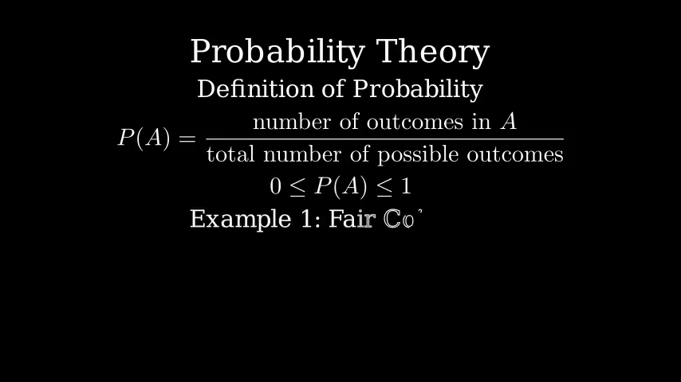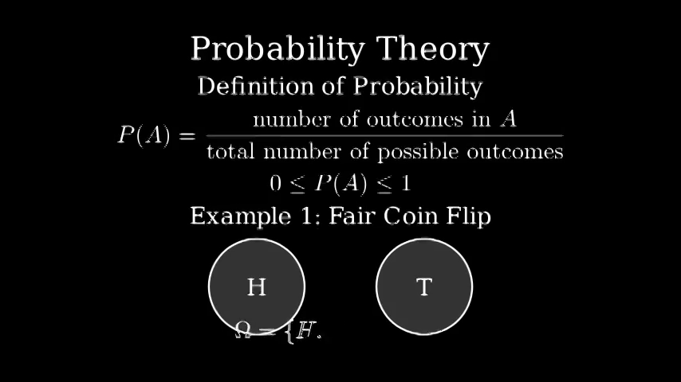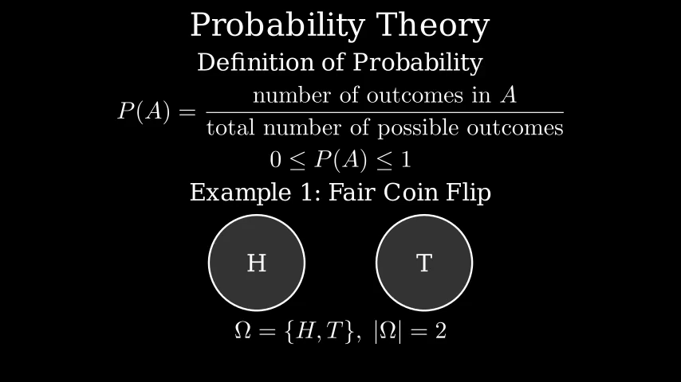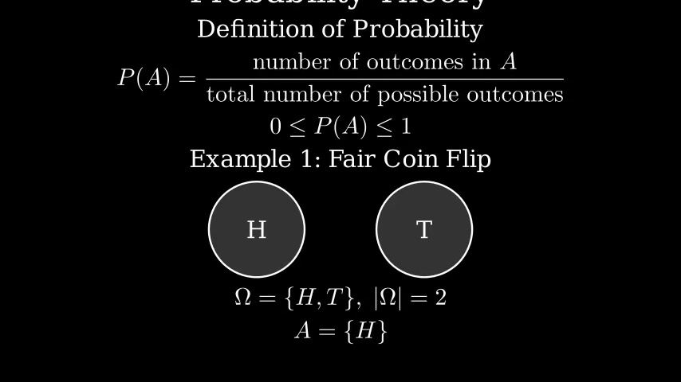Let's explore our first example, flipping a fair coin. When we flip a fair coin, there are two possible outcomes, heads or tails. We'll denote heads as H and tails as T. This gives us a sample space of omega equals the set containing heads and tails, which has a size of 2. If we define event A as getting heads, then A equals the set containing just heads.